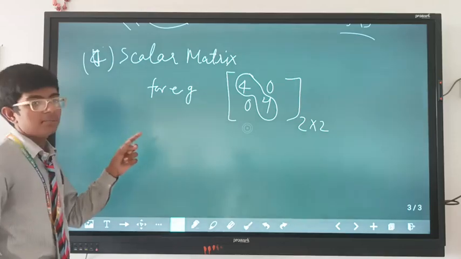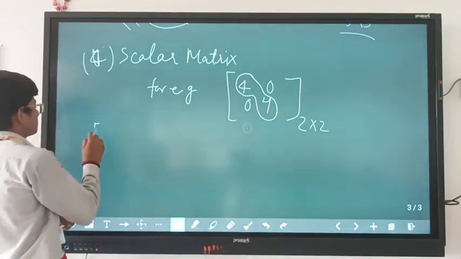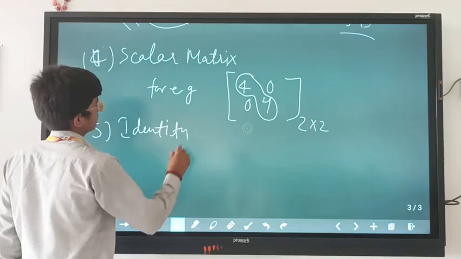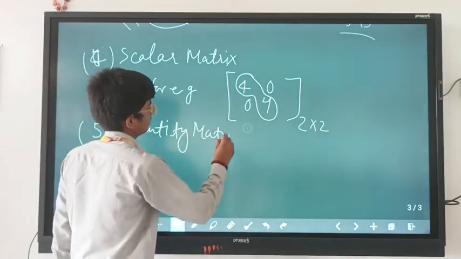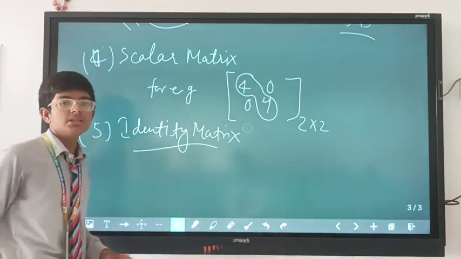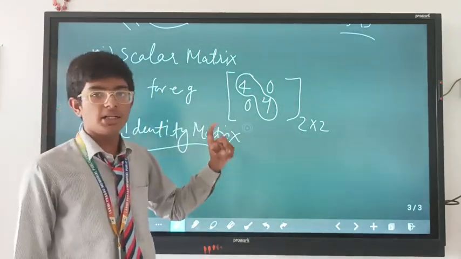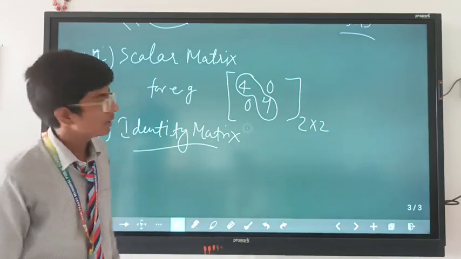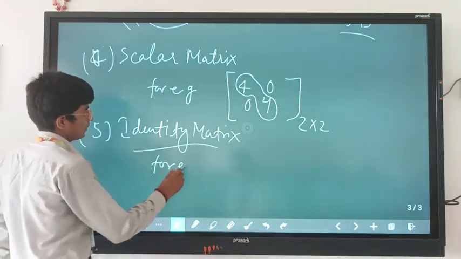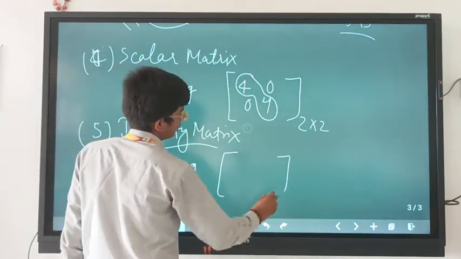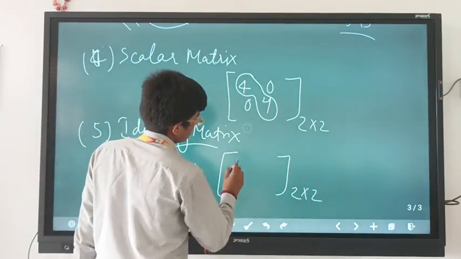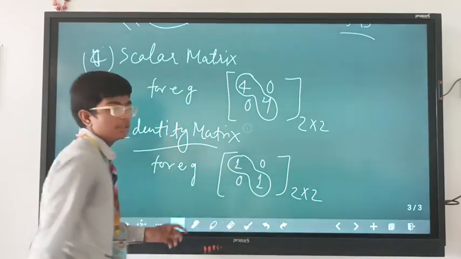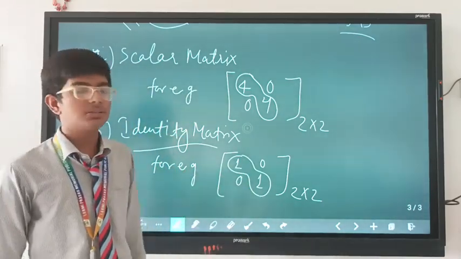Like the scalar matrix, there is the identity matrix. The identity matrix is a type of scalar matrix and diagonal matrix in which the diagonal entries are 1. For example, if there is a matrix of 2 cross 2 such that its diagonal elements are 1, then it is an example of an identity matrix.